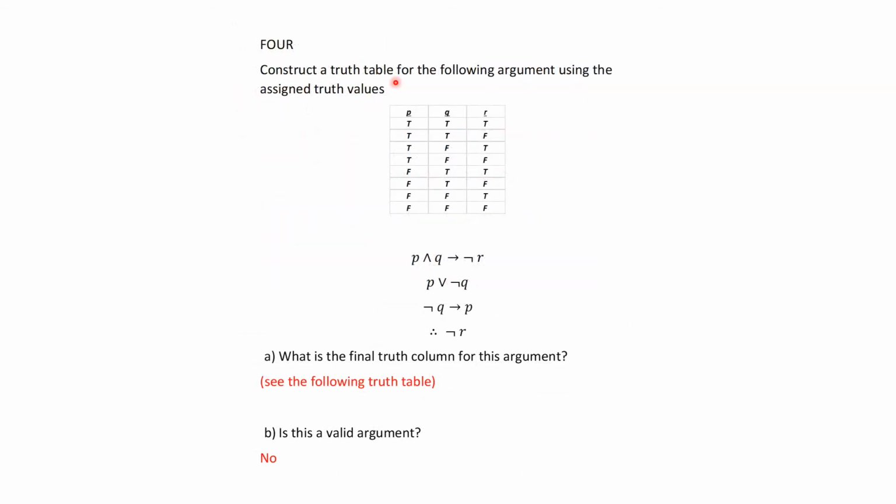Number 4, you were supposed to construct a truth table for the following argument. The argument has 3 hypotheses and then the conclusion. P and Q implies not R. P or not Q. Not Q implies P. Therefore, not R. And so you want to find the final truth column in this argument, and I'll show you the truth table in a minute. Is this a valid argument? And the answer is this is not a valid argument.